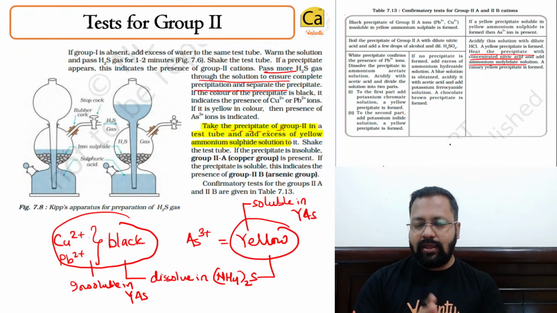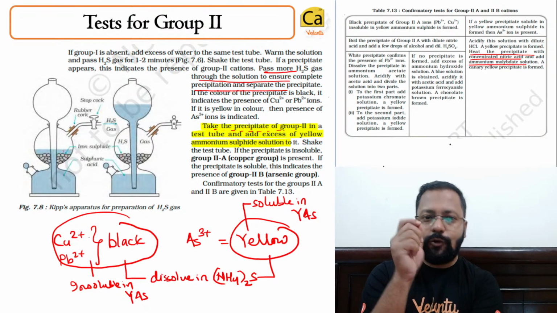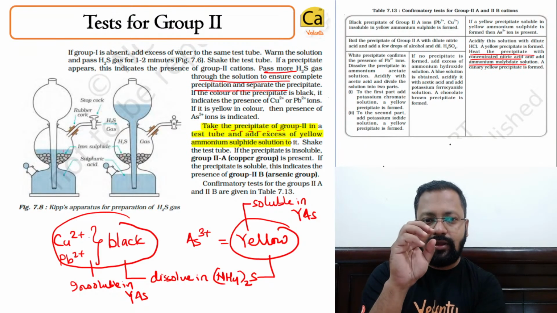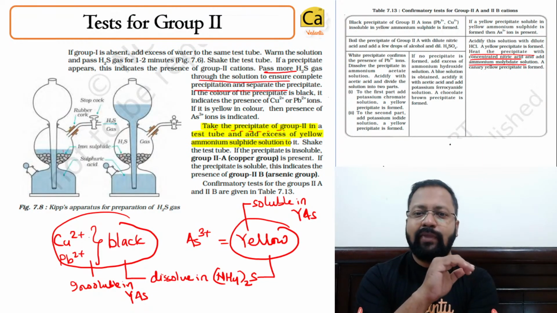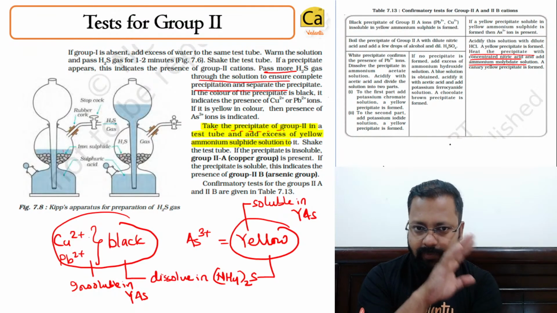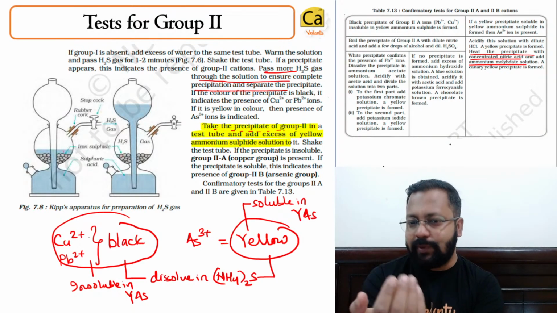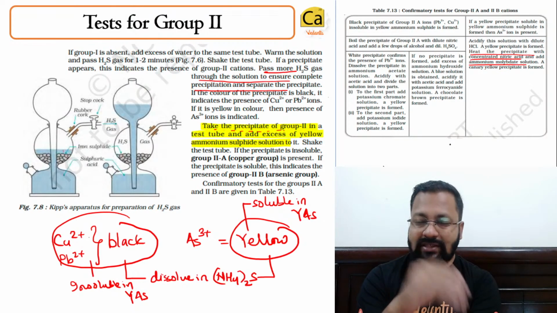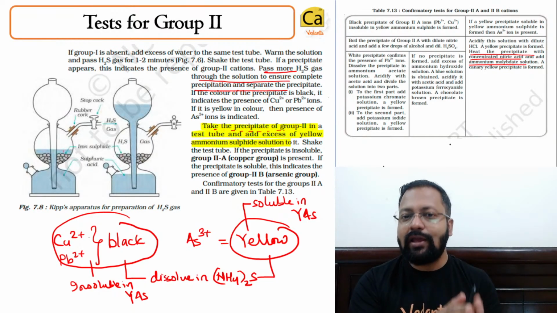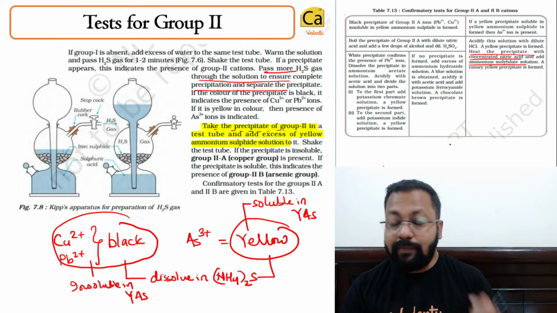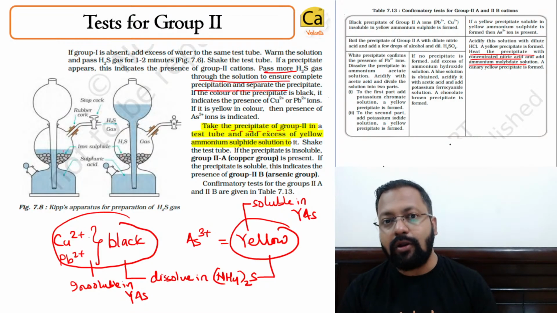ठीक से समझ लीजिए, you have taken the filtrate that you have obtained from group 1, and to that filtrate you have passed H2S gas. If you obtain a precipitate, be it any color, it means group 2 is present. अब आप क्या करोगे? You will separate that precipitate. Then the precipitate color gives you a lot of information. The precipitate could be black, or it could be yellow. If the precipitate is yellow, that means it is arsenic. If the precipitate is black, it could be copper or lead.